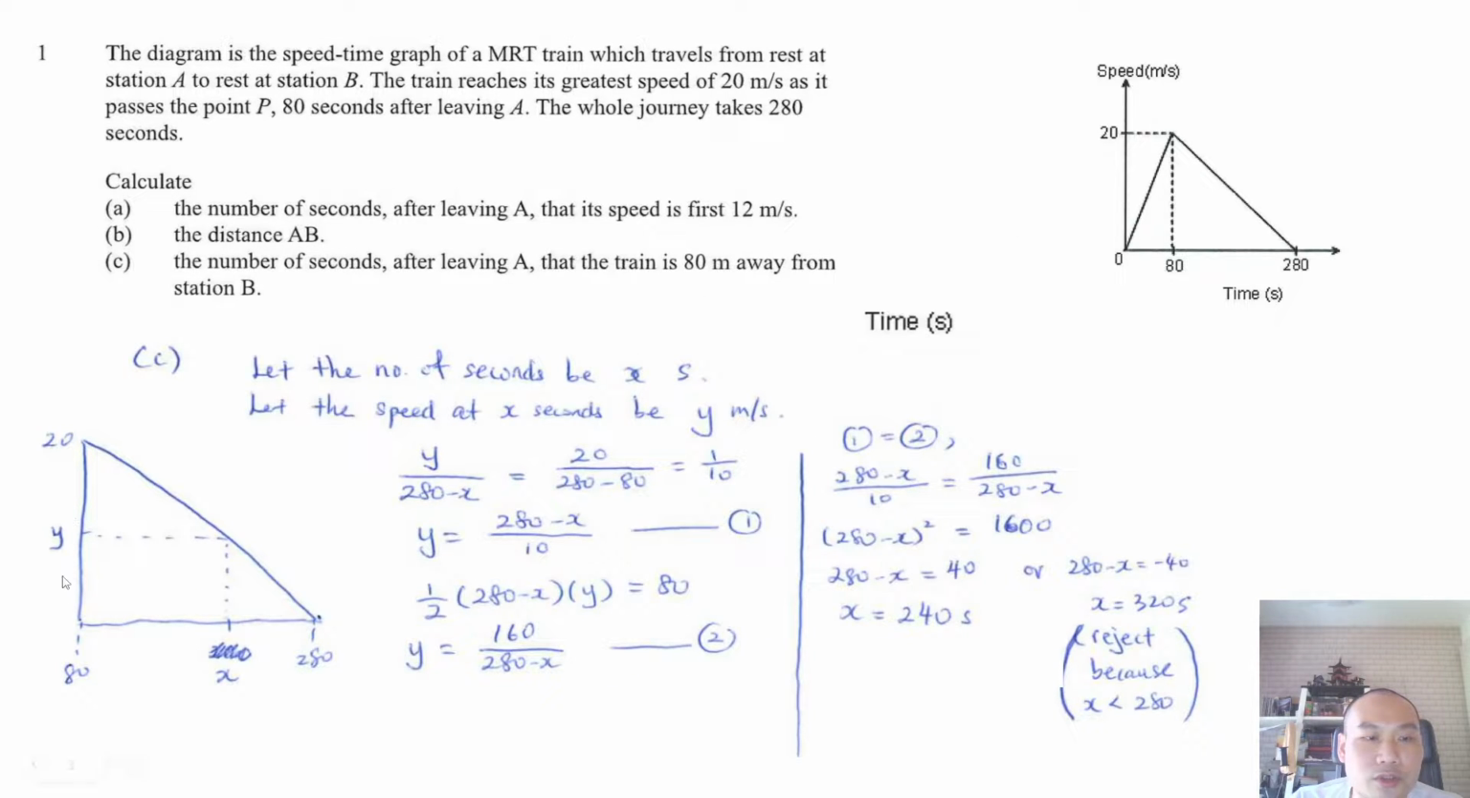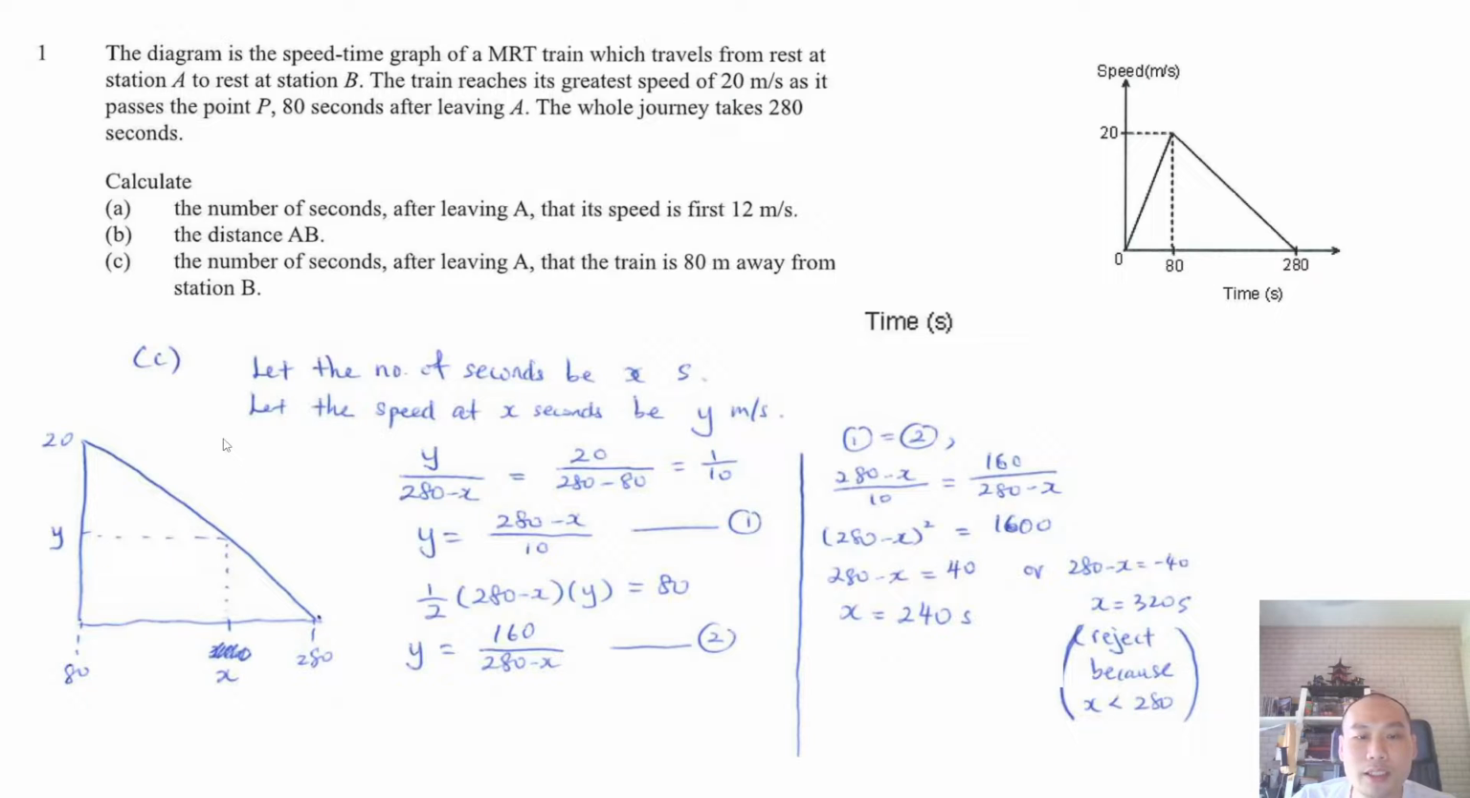So the second triangle, the triangle on the right rather, we're going to sketch it out just to give us some clarity of what we are trying to do here. And we're going to let the number of seconds be x. Okay, why not, right? So the speed at that time will be y. So we're just going to define it in this way.